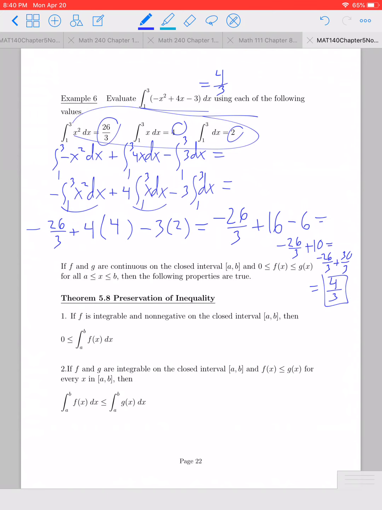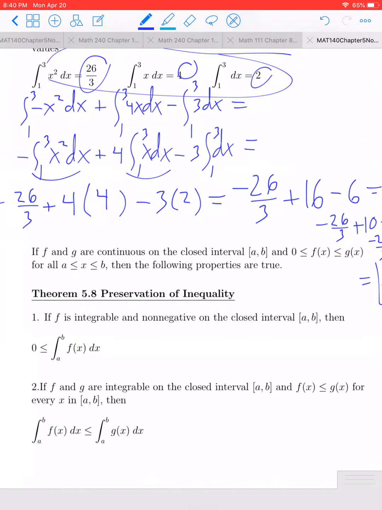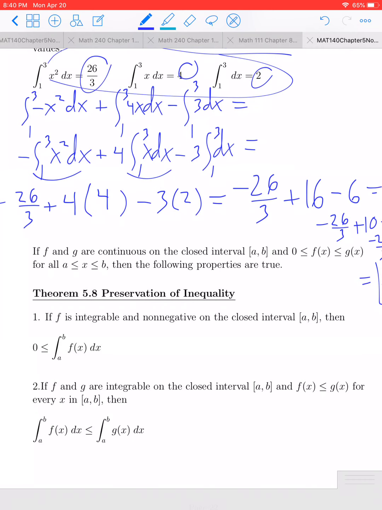Before we move on, there's one more thing that we want to highlight, and this is preservation of inequality. If f and g are continuous on the closed interval a to b, and suppose that 0 is less than or equal to f of x, which is less than or equal to g of x, for all x between a and b, then the following properties are true.